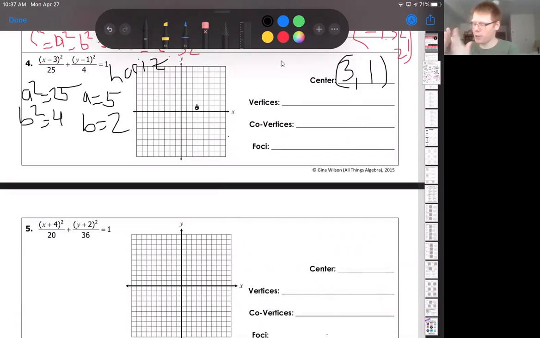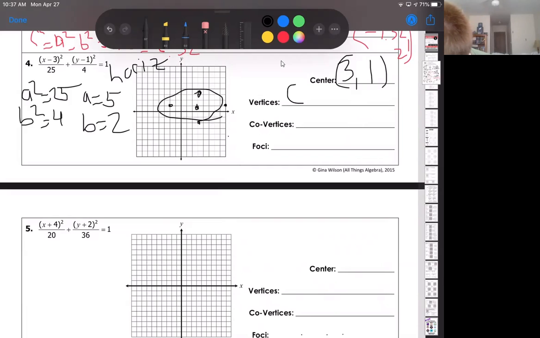Since this is horizontal, we're going to use the a value. So we're going to go 5 to the right, 5 to the left. So 5 to the right would be, looks like all the way on the edge of our paper. 5 to the left would be 2 left of the y-axis. Then for your b value, since it's 2, you're going to go up 2 from your center and down 2 from your center. So your ellipse is going to look like, that's so bad, but it would look like that.